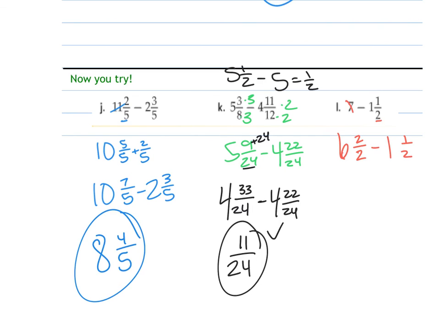6 minus 1 is 5. 2 halves minus 1/2 is 1/2. Can't be simplified.